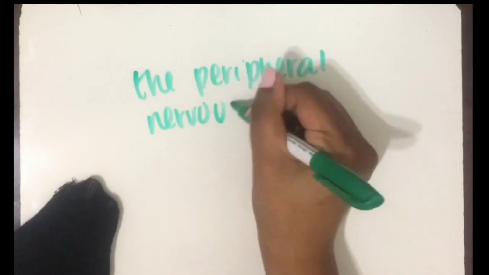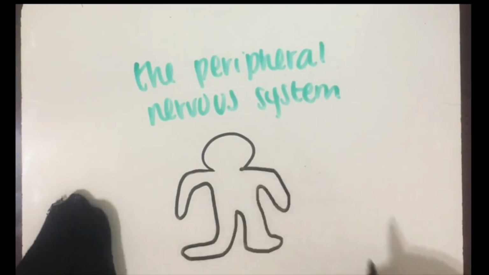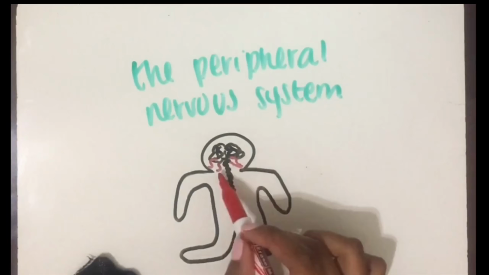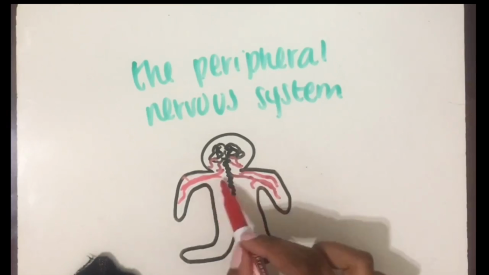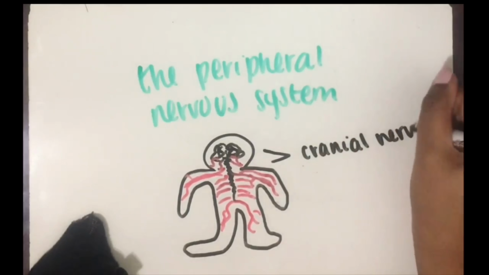The peripheral nervous system transmits information to and from the central nervous system. It also plays an important role in regulating movement and the internal environment of the vertebrate. The peripheral nervous system is made up of the cranial nerves, the spinal nerves, and the ganglia located outside of the central nervous system.